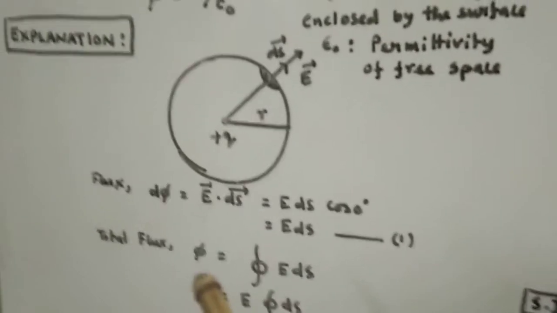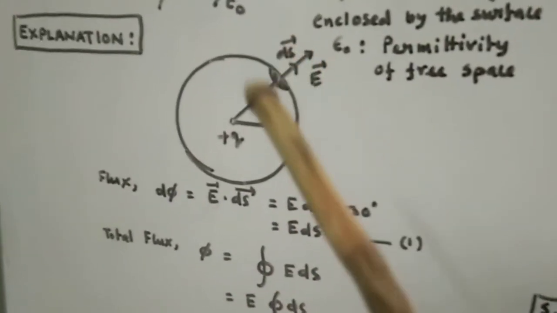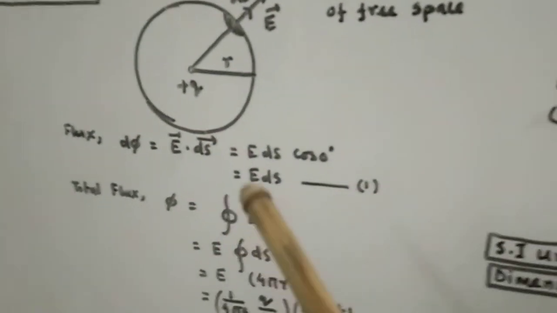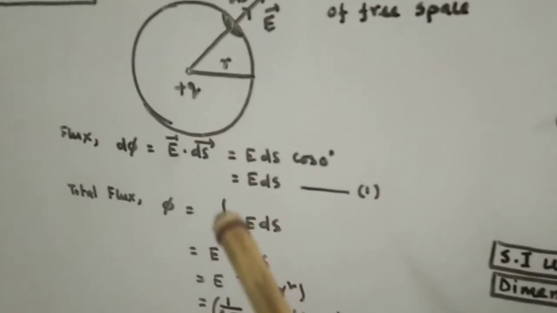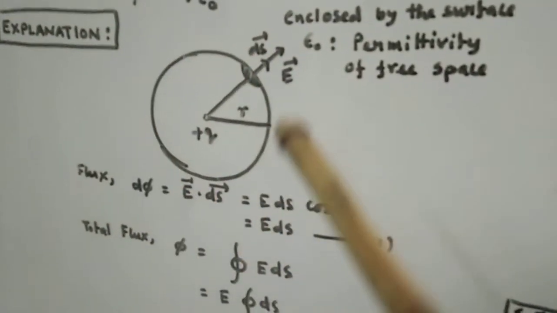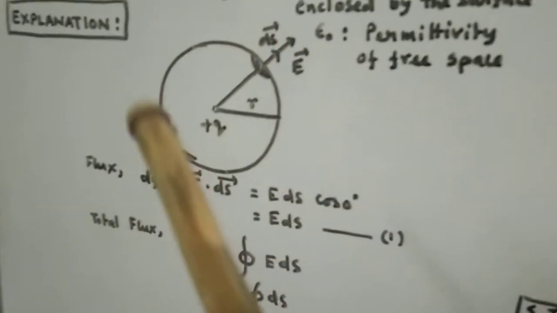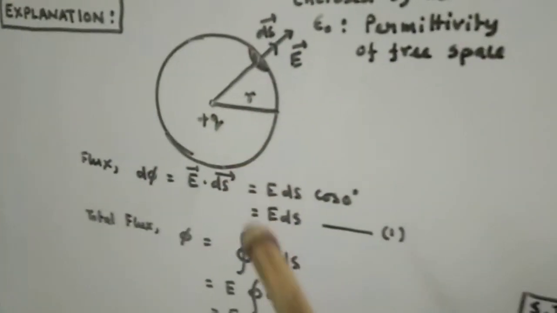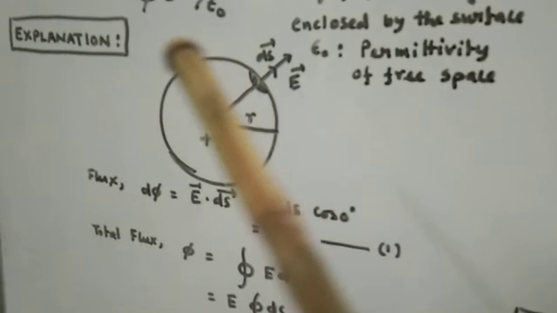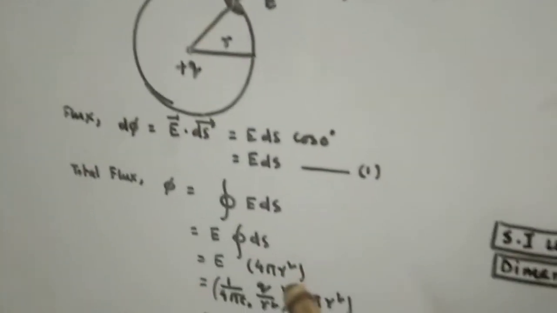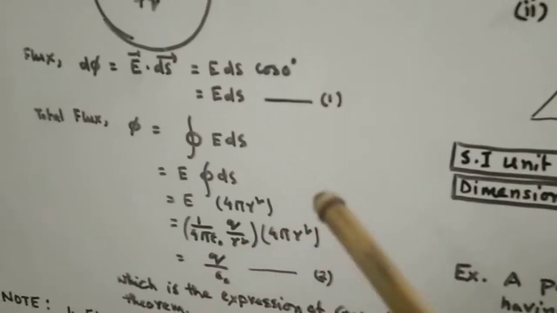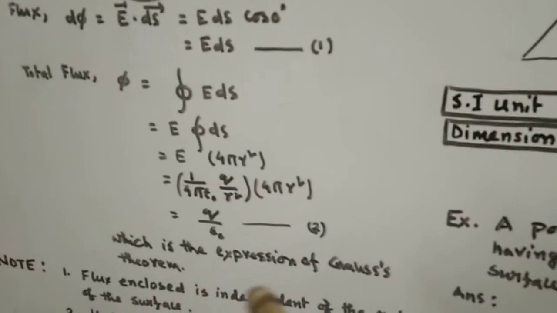This is the small amount of flux that passes through this small surface dS. Now if we want the total flux through this closed surface, we go for the closed integral. This is your integration sign, and this small circle denotes the closed integral. E is constant at every point over the surface because the distance is fixed, and E is kq by r square. So if r is the same throughout the surface, then E is constant, so E comes out of the integral sign and you have dS. Now the integral of dS is the total surface area, that is 4 pi r square, and E is 1 by 4 pi epsilon naught q by r square. So on simplification we get q by epsilon naught, which is the expression for Gauss's theorem.